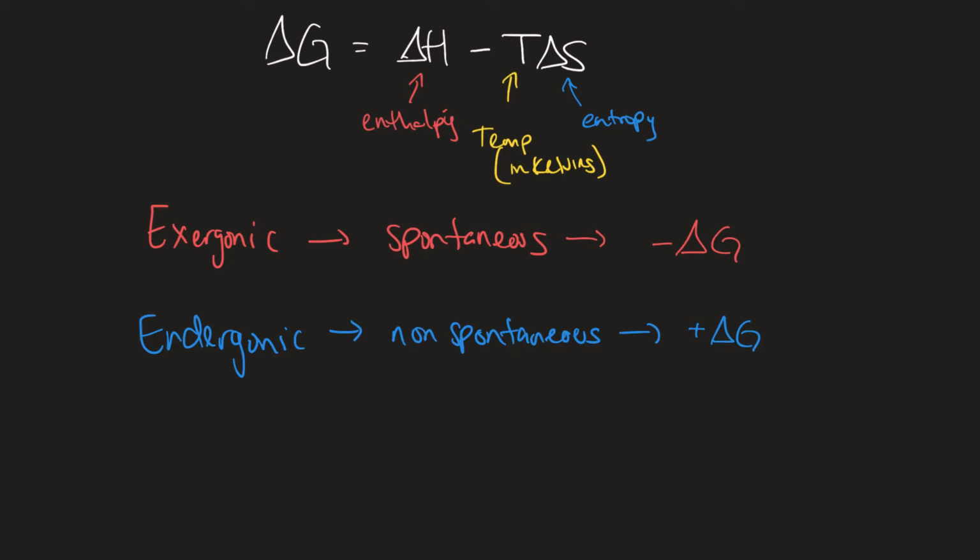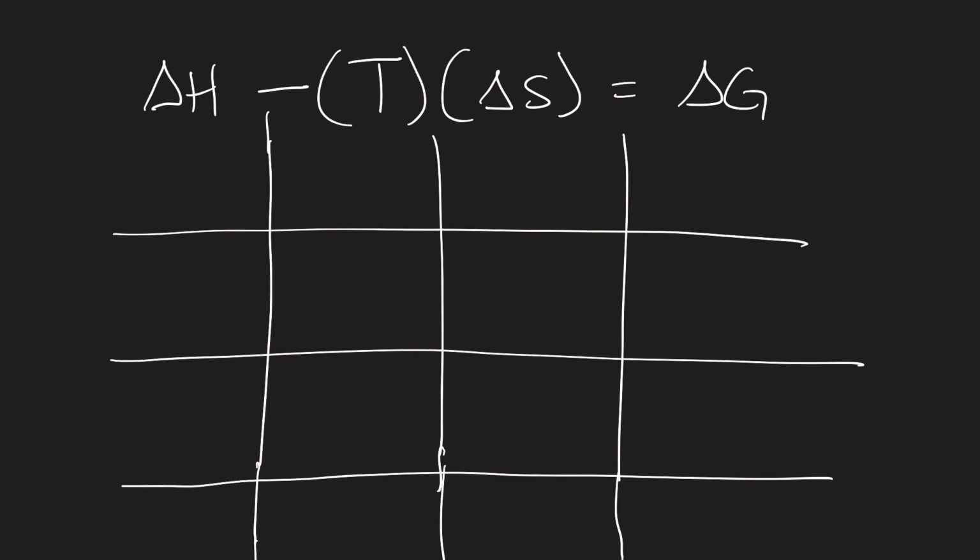Depending on the values of delta H, T, and delta S, we can easily calculate and figure out if the reaction is going to have a negative delta G. Let's break this down so you can see exactly what I mean, and see what must take place to have an exergonic or spontaneous process.